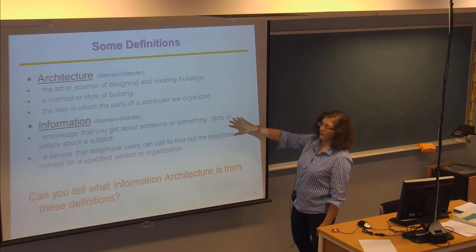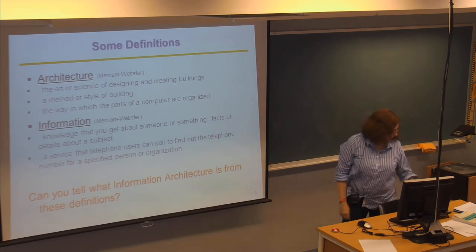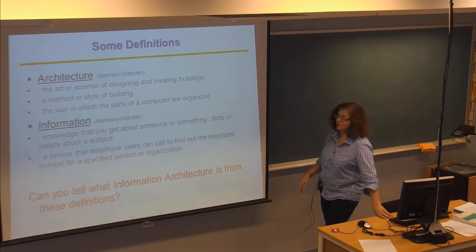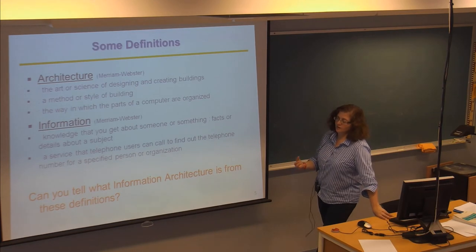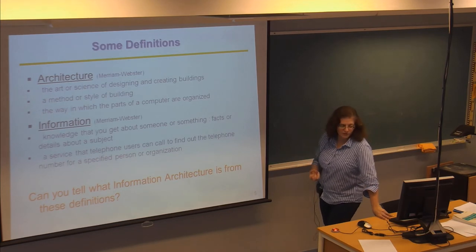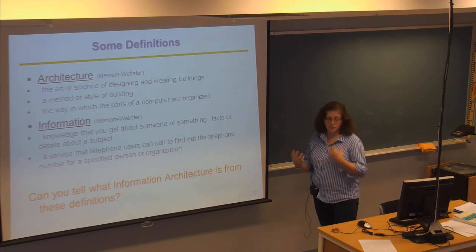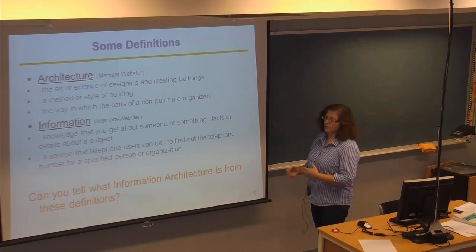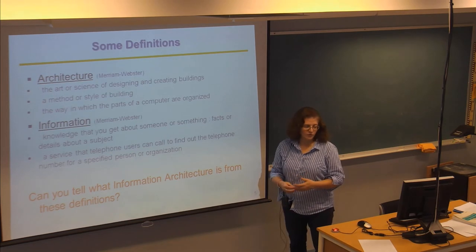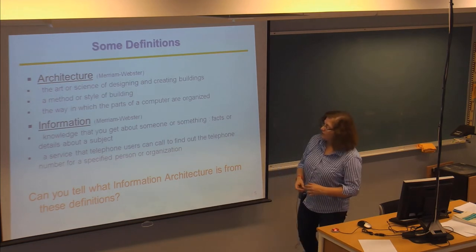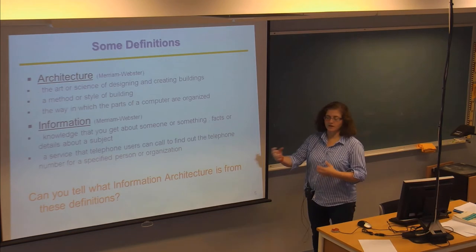What Morville and Rosenfeld say in the book is that information is between data and knowledge. Data is maybe the facts and the details, and information is how you organize that data for a certain use or task. And then knowledge is something that people have inside their heads, and you want to be able to make use of information to make decisions. So information would be placed between the data and the knowledge.